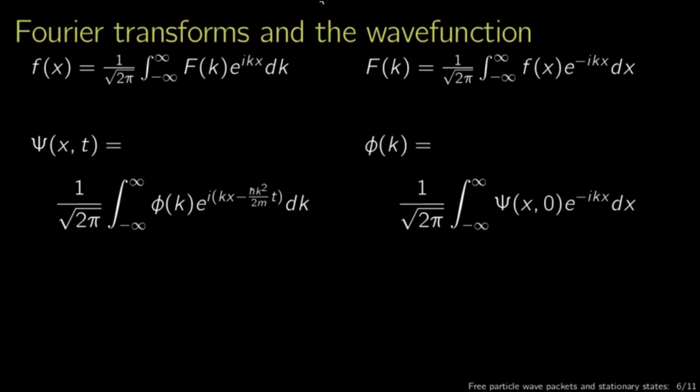But you can see the nice symmetry between these two equations. You have your 1 over root 2 pi in both equations. You have an integral from minus infinity to infinity in both equations. You have e to the i kx here, positive, and e to the minus i kx here, negative. That's the only difference. Then you have a function of k, integral dk, function of x, integral dx. Up to labeling x and k differently, the only difference between these two equations is the sign in the exponent.